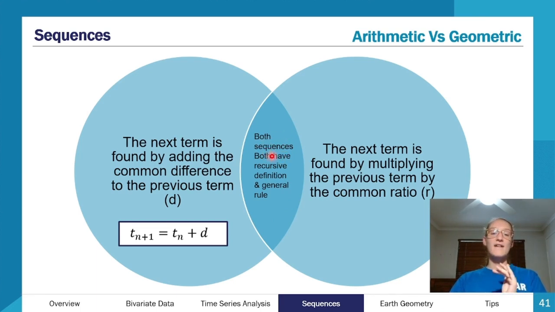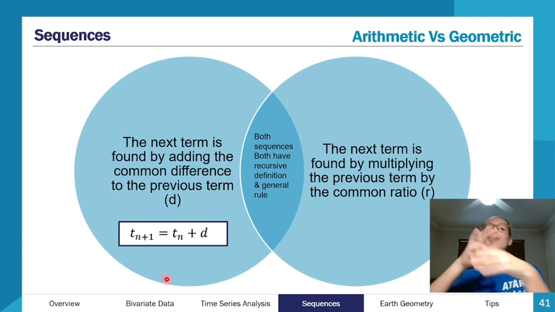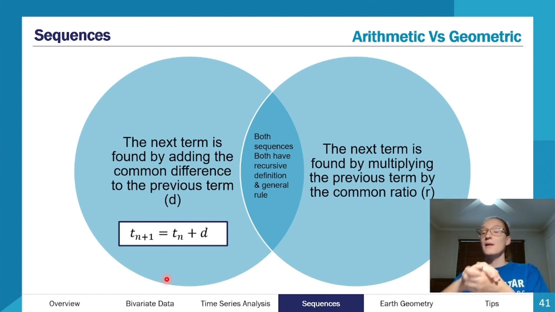First, the similarities, so what they share in common. Both sequences have recursive definitions and general rules. So what's the difference between a recursive definition and a general rule? I'm so glad you asked. We're going to be talking about that. So this is the recursive definition for an arithmetic sequence. The idea of recursion is we're taking one number and applying the rule to find the next term. Then we take that term, apply the rule to find the next term, and so on. It can be a bit repetitive, but it's super helpful. We take term one, apply the rule, find term two, then we find term three, four, and so on.